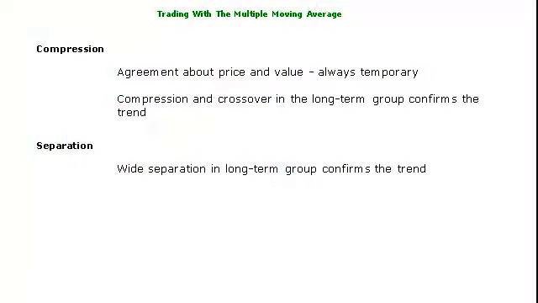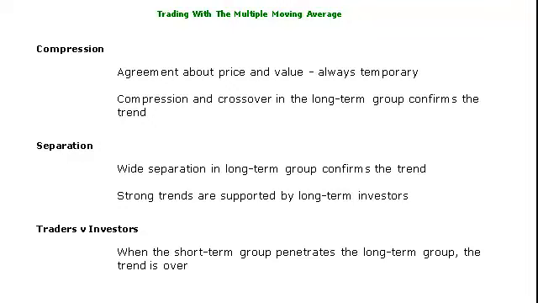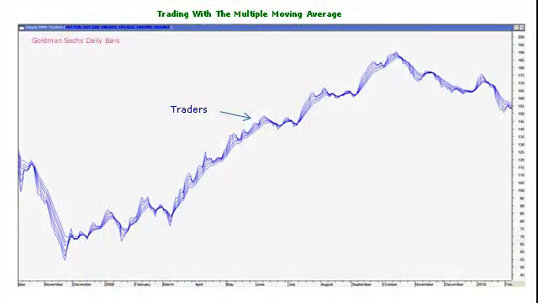So we want the bands to have a good, solid spread. Also, as we mentioned, strong trends are supported by long-term investors, so that's the red bands. What we're looking for is a situation where the short-term band crosses the long-term band, and it's a heads up that the trend is over. Not always, but very often it's the case. If you think of the long-term band as being a wall, the short-term band will try to break through it, and it'll find a lot of resistance very often as long as the trend stays in place.